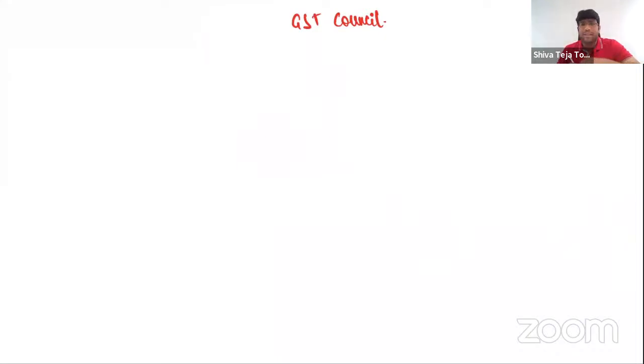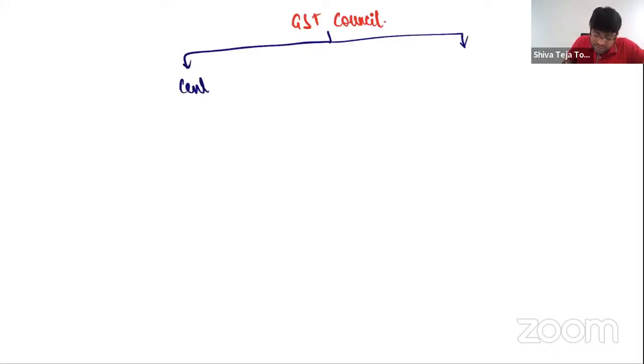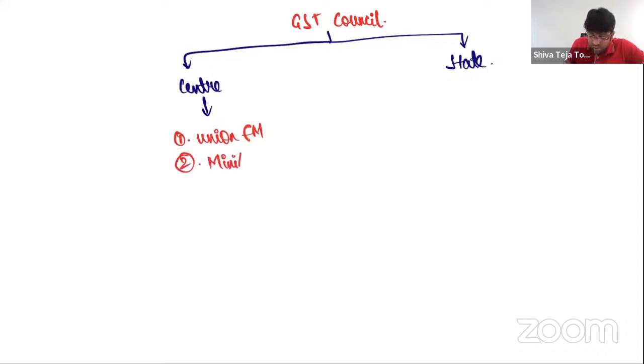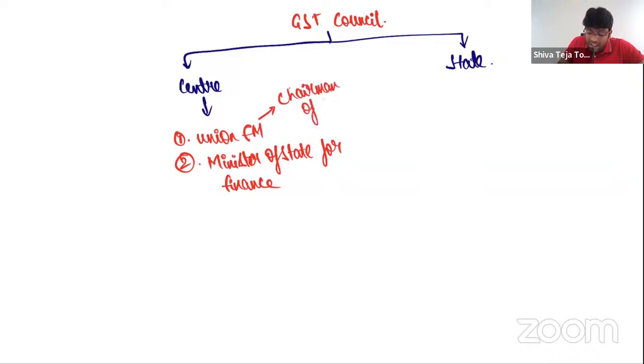Now, the question is, who are there in the GST Council? In the GST Council, there are members from the center and members from the states. From the center side, there are 2 members. Number 1, Union Finance Minister. Number 2, Minister of State for Finance. So the first one, Union Finance Minister. Second one, Minister of State for Finance. And this Union Finance Minister will act as chairman of the GST Council.